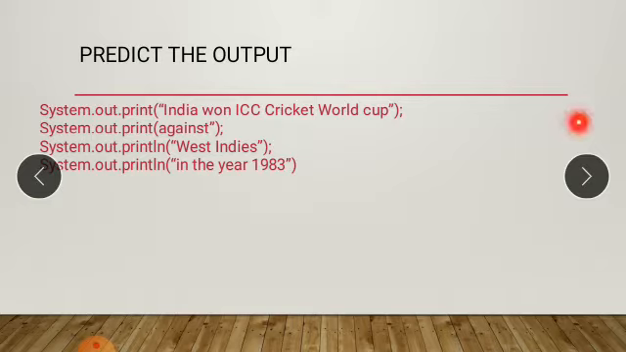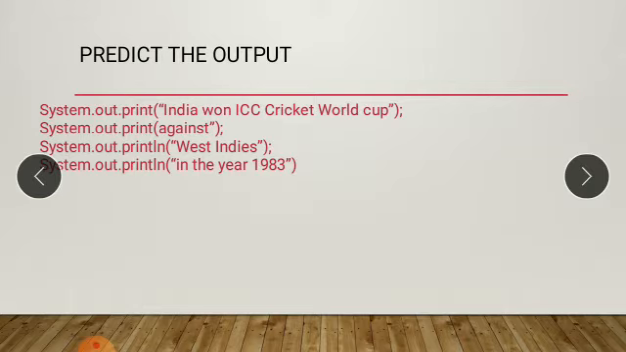Then after printing West Indies the control comes to the new line. Why will it come to the new line? Because to print West Indies we have used the println statement here. Then the fourth output statement is System.out.println("In the year 1983"). So in the second line the control will print "In the year 1983".